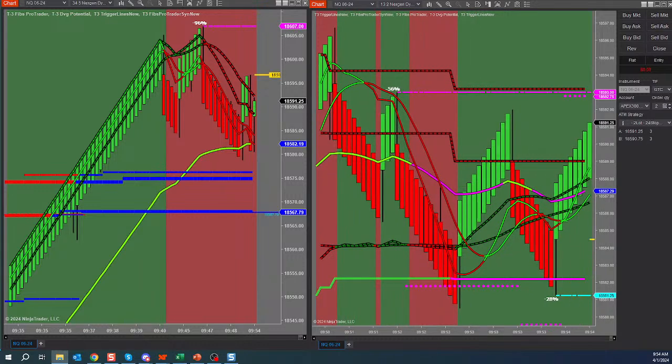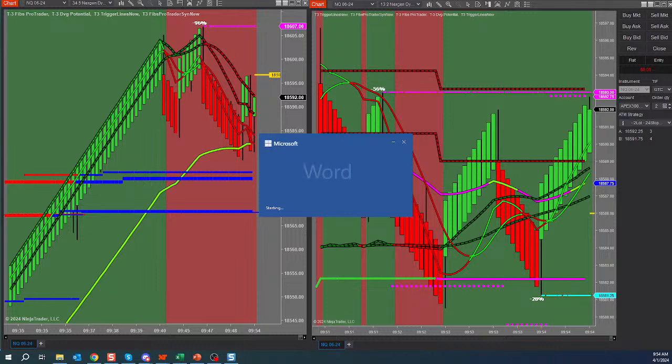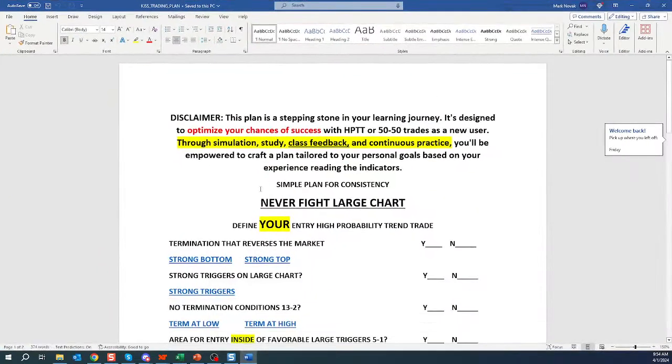So I'm going to do something real quick. I'm going to give you guys what's called the KISS plan. But before we really get into this, are there any questions about the high probability trend trade?